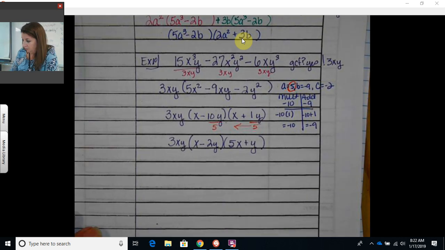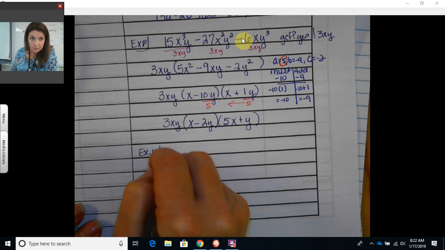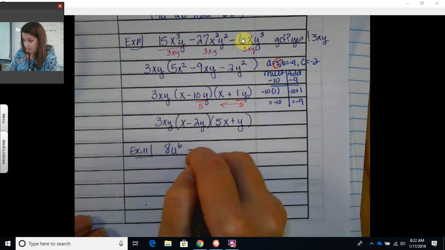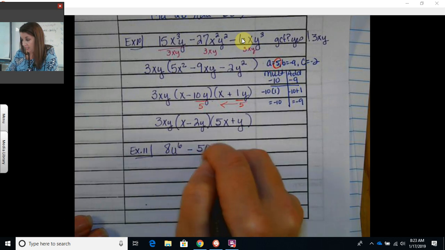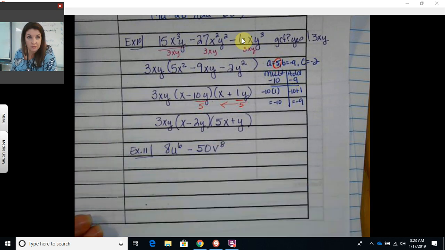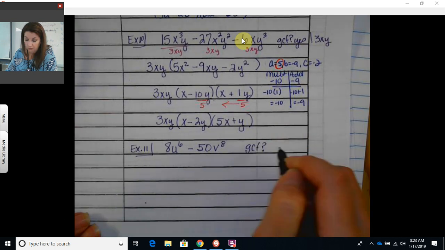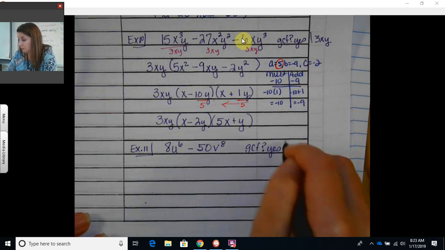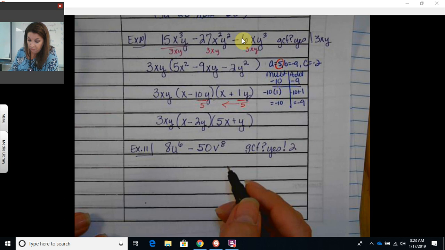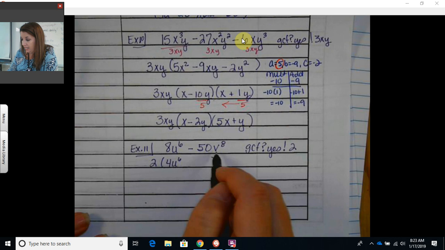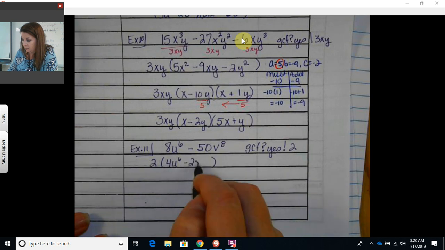Example 11. Eight u to the 6th minus 50 v to the 8th. Is there a GCF? What is it? 2. So I'm going to take out the 2. 8u to the 6th divided by 2 is 4u to the 6th. Negative 50v to the 8th divided by 2 is negative 25v to the 8th.